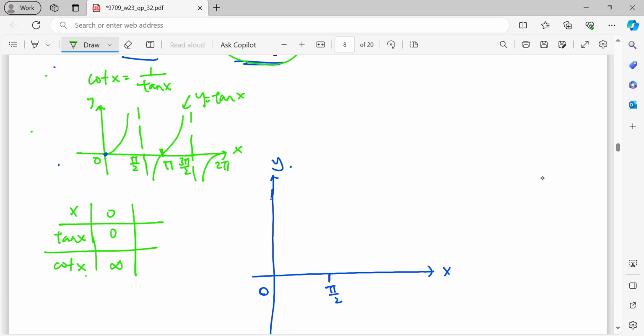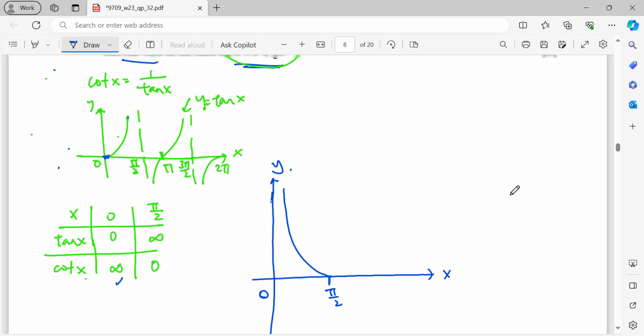When this is pi over 2, tangent pi over 2 is infinity based on this graph. So 1 over a huge number will be a small number and tends to 0. So from here, I will get my graph. When x is 0, it will be infinity. Because this is positive, so going up, it will be going down until pi over 2. Let me draw a smooth graph. So this is my cotangent x.